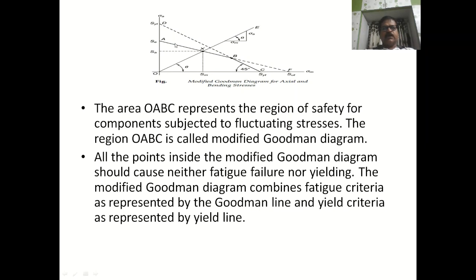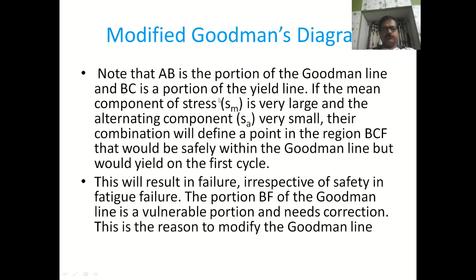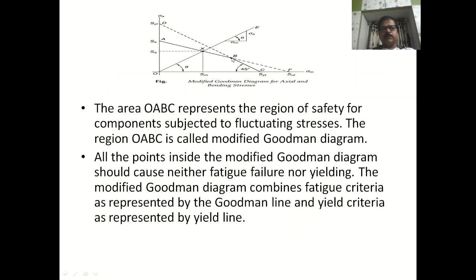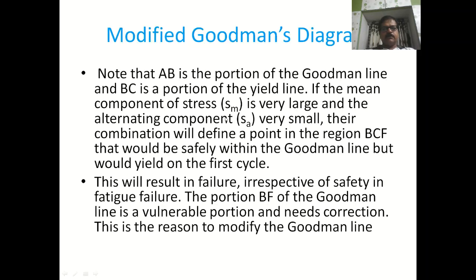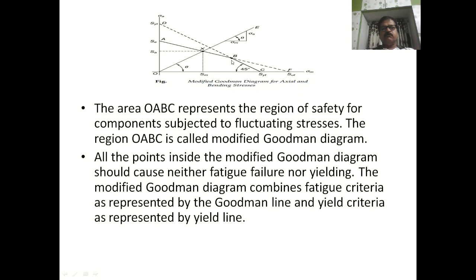You can see here A to B and next one is B to C. So B to C is on the yield line, whereas A to B is on the Goodman's line. If the mean component of stress is very large and the alternating or variable component is very small, their combination will define a point in the region BCF. So it is in the region of BCF.